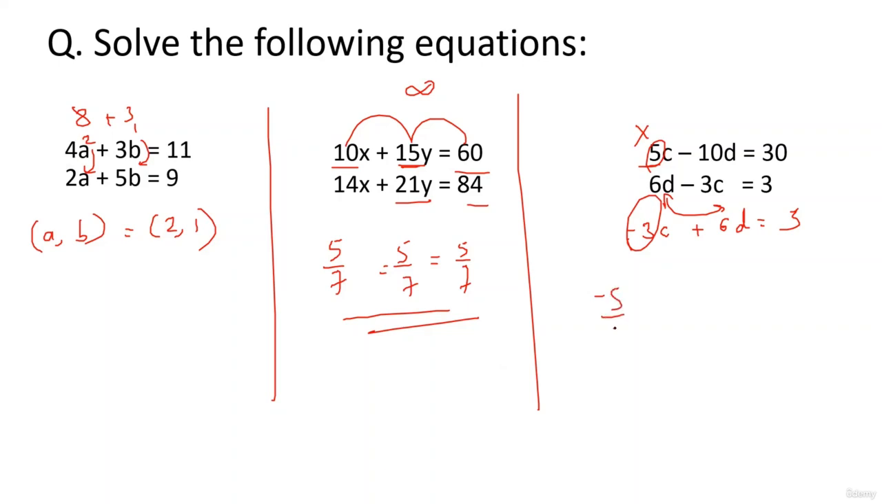Okay, the ratio of the C terms: 5 upon minus 3 is minus 5 by 3. Minus 10 upon plus 6 is minus 5 by 3. These two terms are equal. But is this ratio equal to the ratio of constant terms? 30 upon 3 comes out to be 10, not equal, right? So basically, you have a condition of parallel lines. And you have zero solutions.